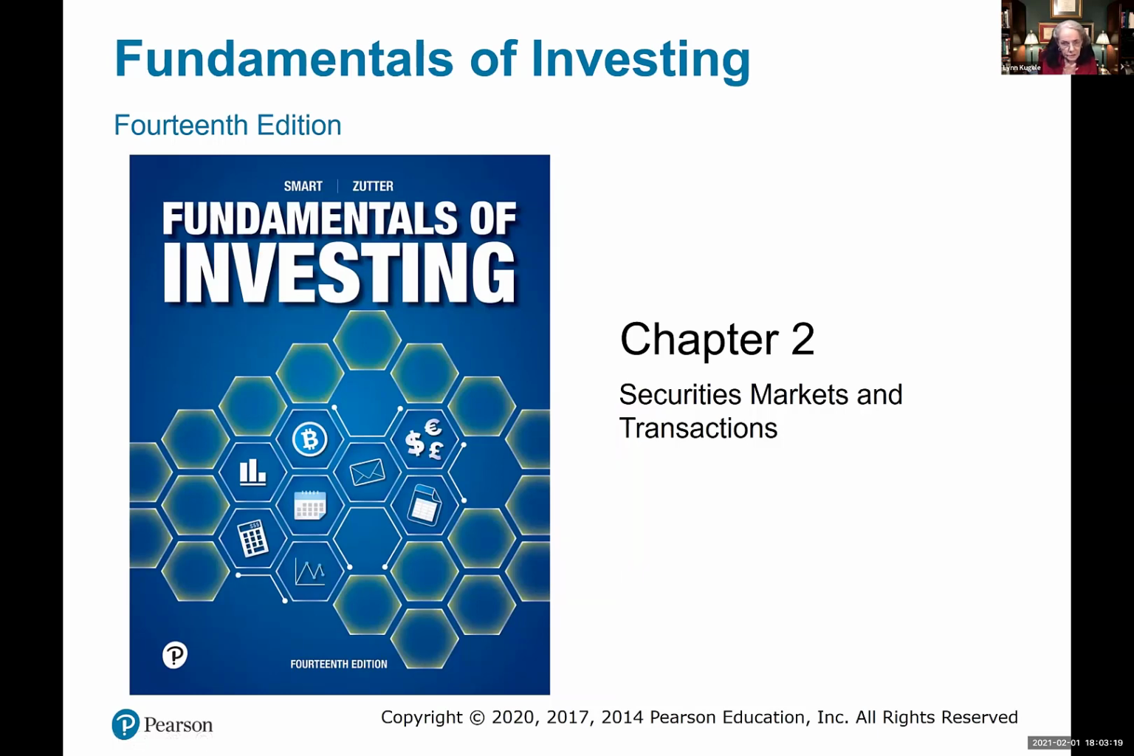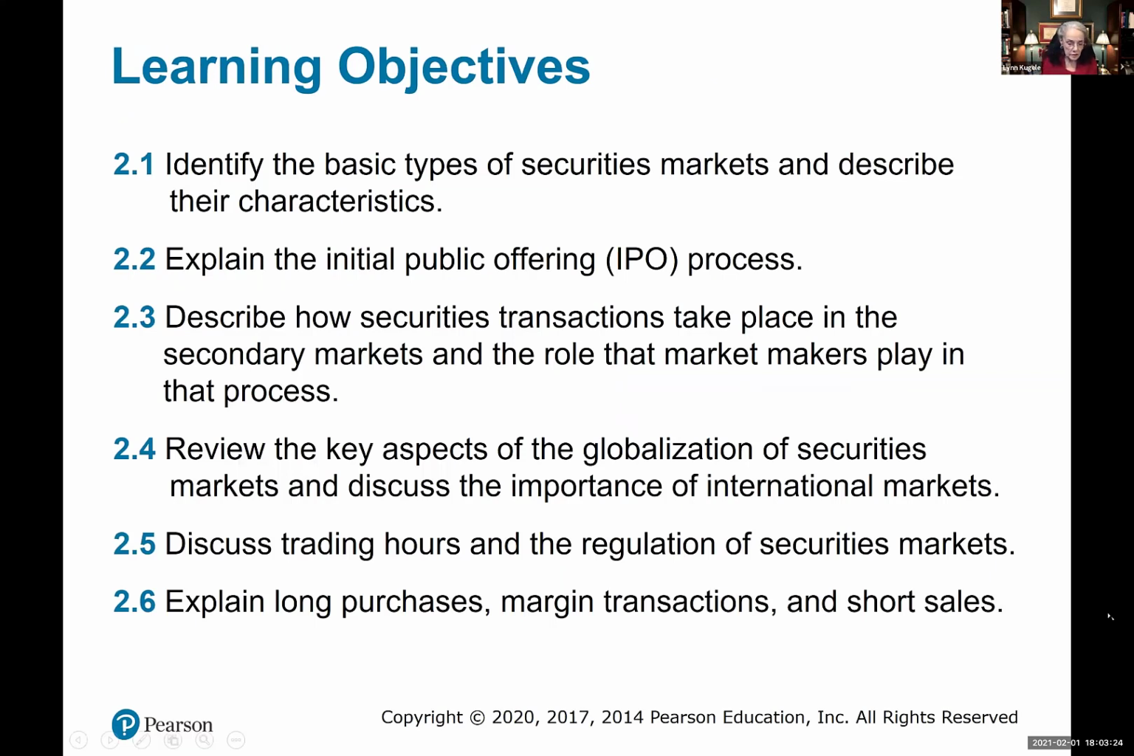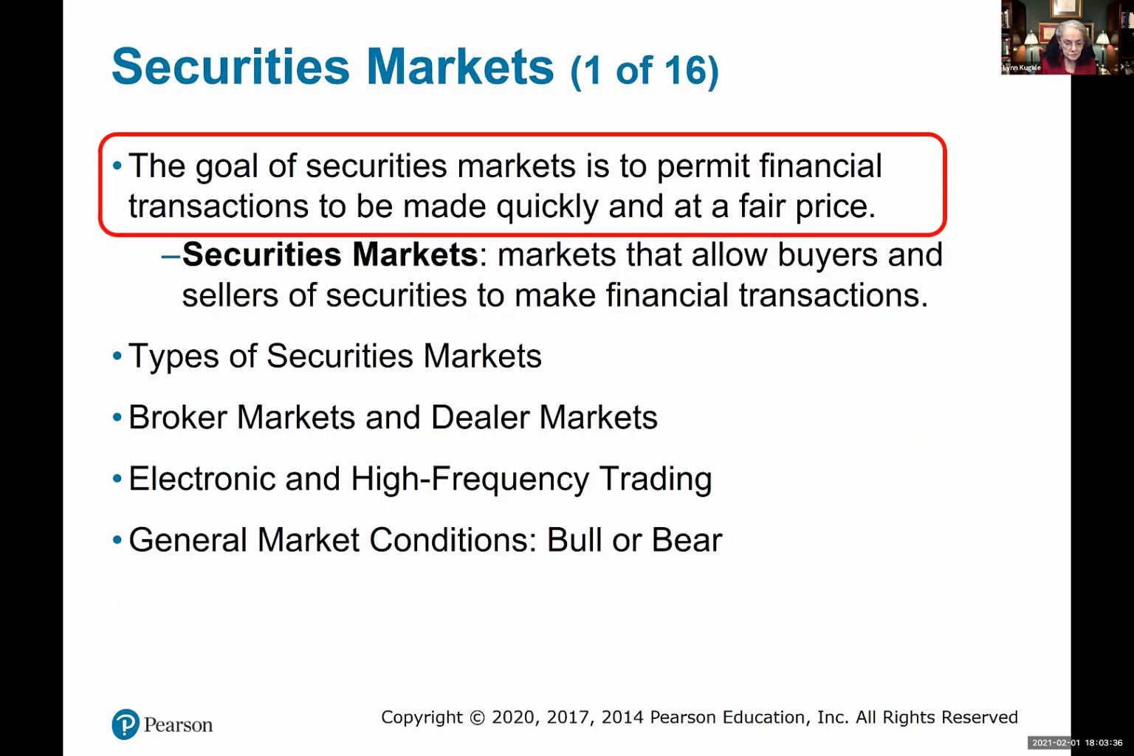Okay, chapter 2, security markets and transactions. Like every chapter, it's got learning objectives at the beginning. We're going to look at the basic types of security markets, IPO process, how transactions take place, something about globalization, just kind of in general trading. Now, the basic goal of a security market is so that you can transact financial transactions quickly and at a fair price. We're going to look at different types, broker and dealer, electronic and high frequency HFTs, and general market conditions.